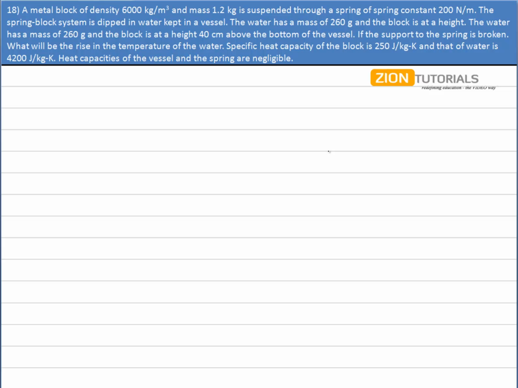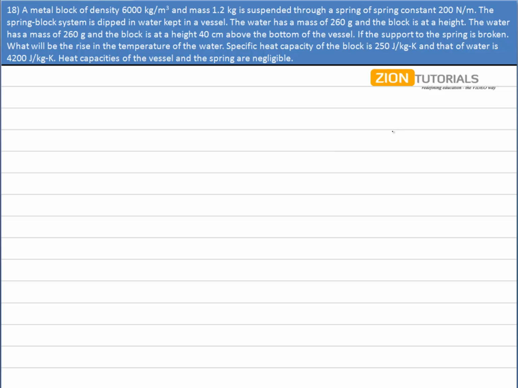A metal block of density 6000 kg per meter cube and mass 1.2 kg is suspended through a spring of spring constant 200 Newton per meter. The spring block system is dipped in water and kept in a vessel. If the water has a mass of 260 grams and the block is at a height of 40 centimeter above the bottom of the vessel. If the support of the spring is broken, calculate the rise in temperature of the water.